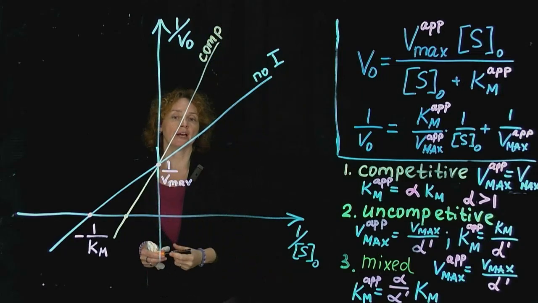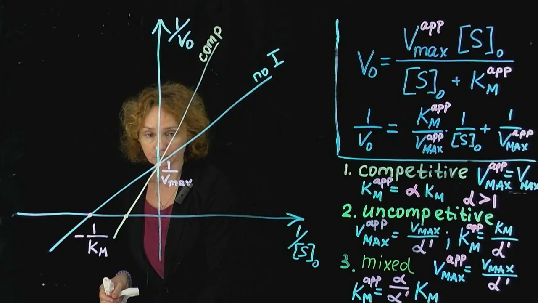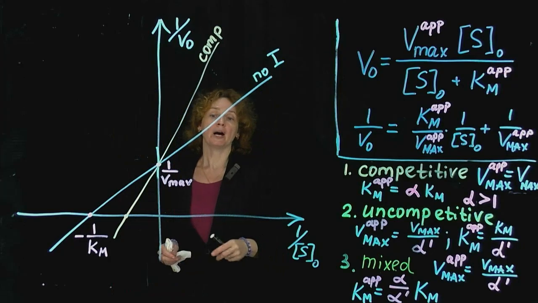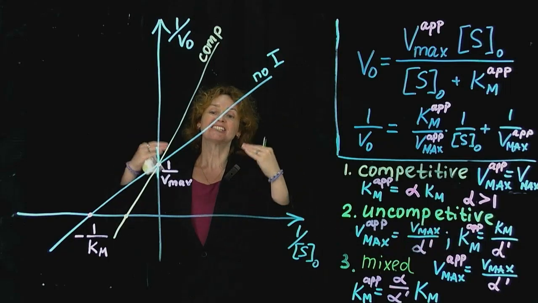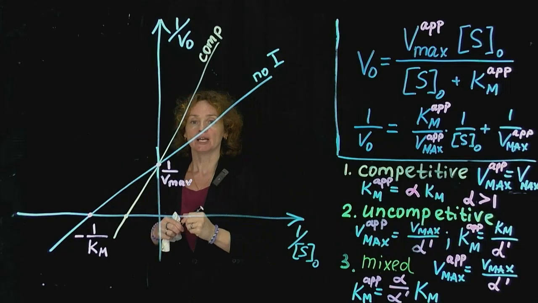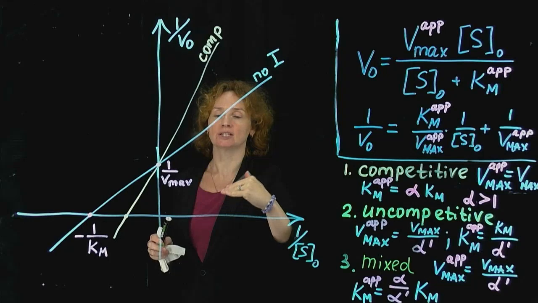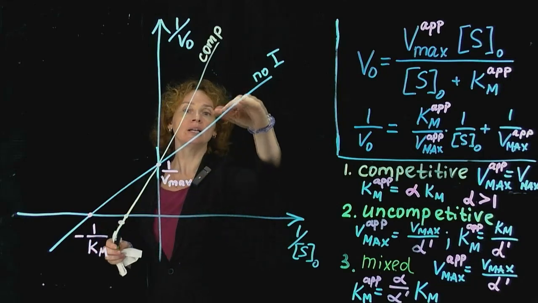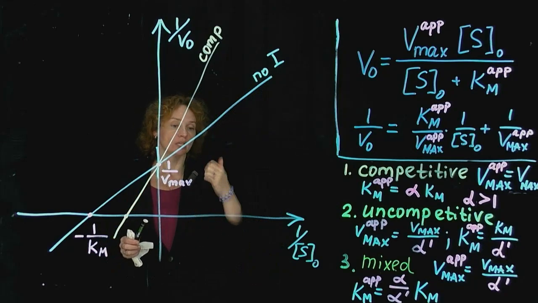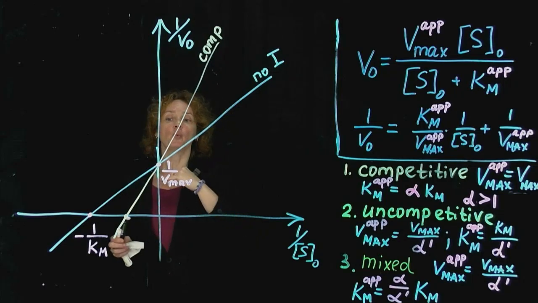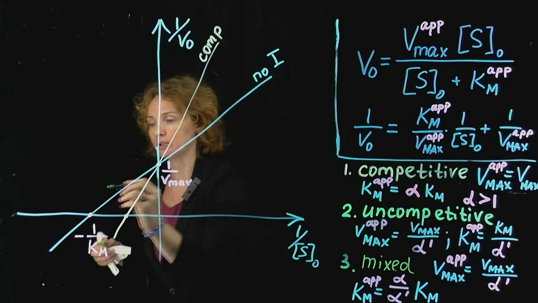So what happens if I have uncompetitive inhibition? In this case, both my maximum velocity and my Michaelis-Menten constant are decreased by the same factor. And as a result, my slope will not change. If my slope doesn't change, it means that my line describing the relationship between the initial velocity and total substrate concentration will be parallel to the line in the absence of inhibitor.